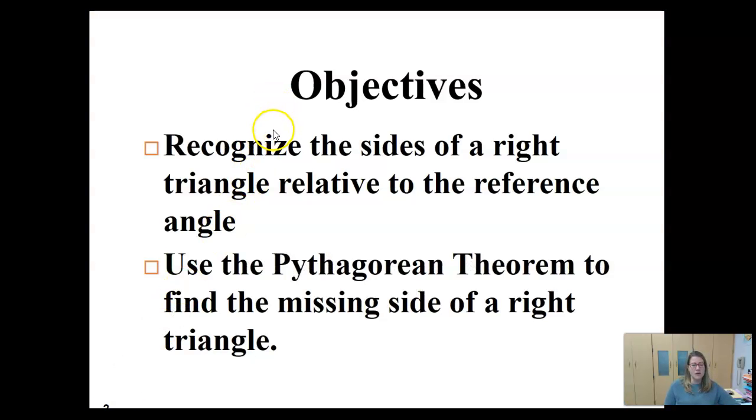Our objectives are to recognize the sides of a right triangle relative to the reference angle, so we'll see what that means in a moment. The second one is to use the Pythagorean theorem to find the missing side of a right triangle.